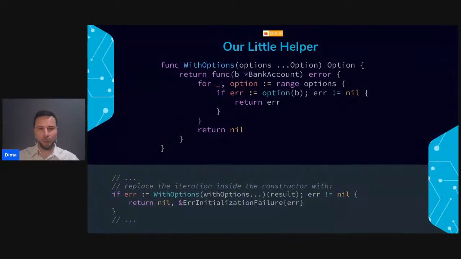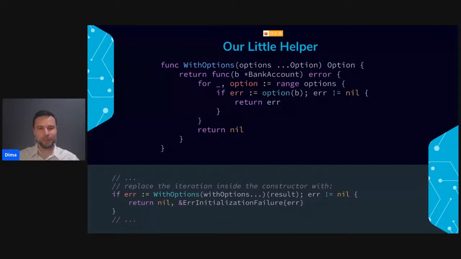We have a little helper, which is called with options. And with options will take a list of options and make it into one option. How? By iterating one by one through each option, applying it to our object and checking for error. Wait, we have already done this in the constructor. Why would we pull it out into a helper function? Just a second, I will explain.